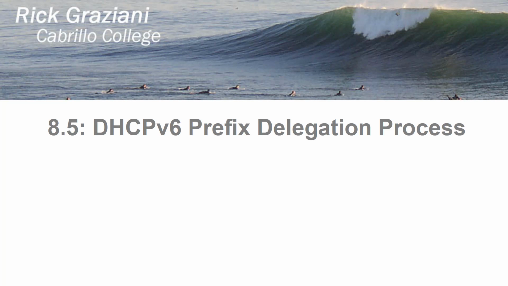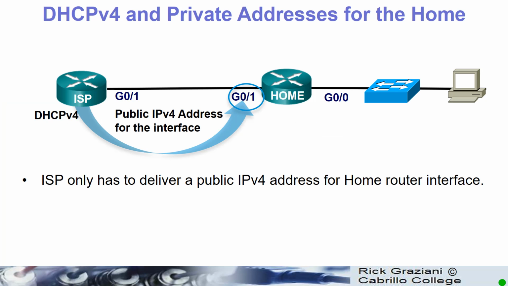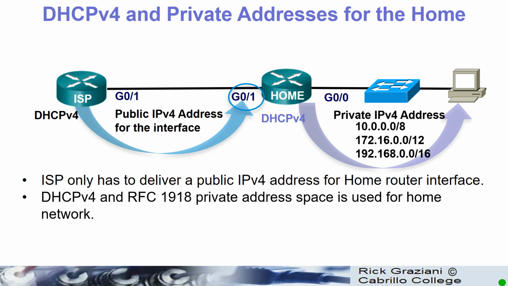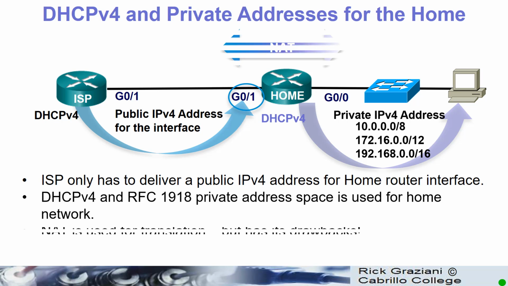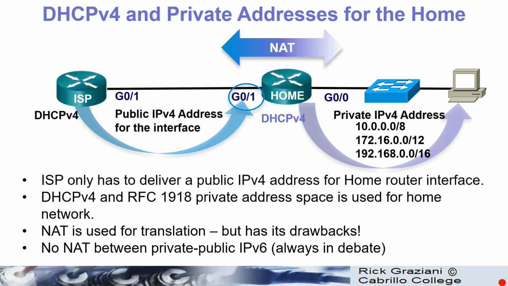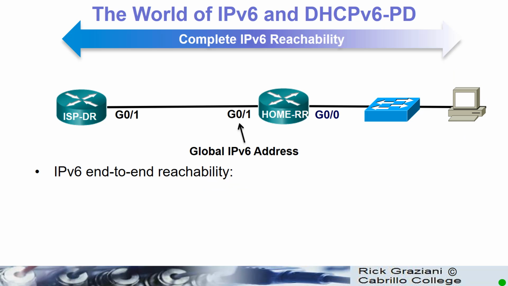Next section, 8.5, DHCP version 6, prefix delegation process. So the nice thing is with prefix delegation, we have a structure. The ISP is only going to deliver a public IPv4 address for the home router's interface. That's going to be slightly different for IPv6, because with IPv4 that's how we can mask them. That process is called NAT, but it has its drawbacks. No NAT between public and private IPs is always in debate.